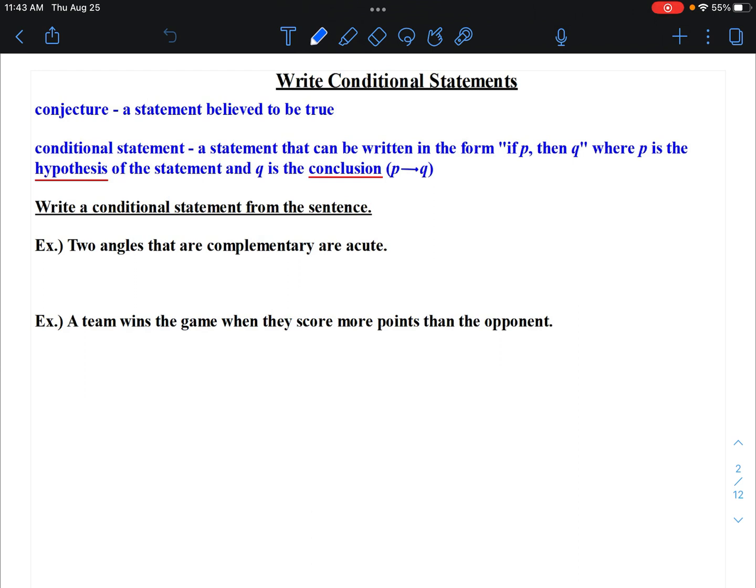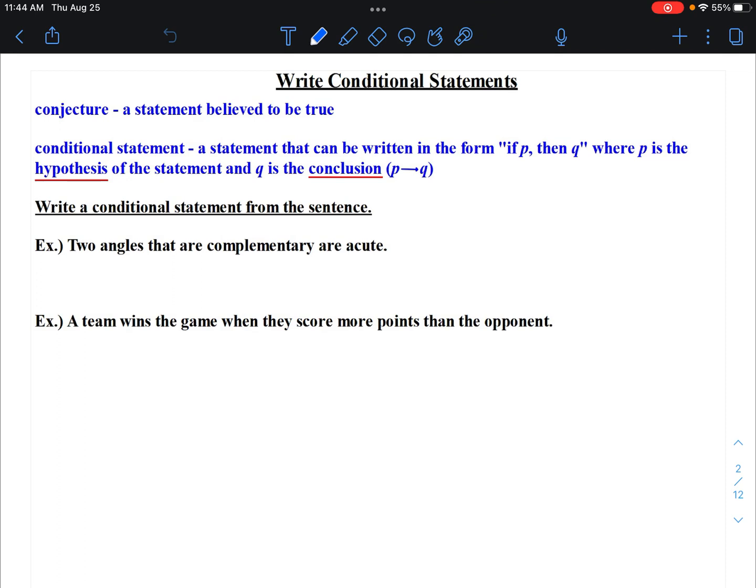And so we've got some definitions here at the beginning. A word you're going to want to be familiar with is the word conjecture, which is a statement that is believed to be true. It may be true, it may not be, but when we make conjectures, we think it's going to be true. And we're going to spend most of our time talking about conditional statements today.